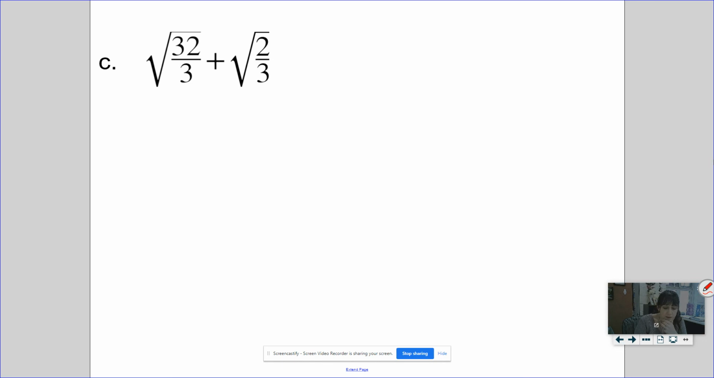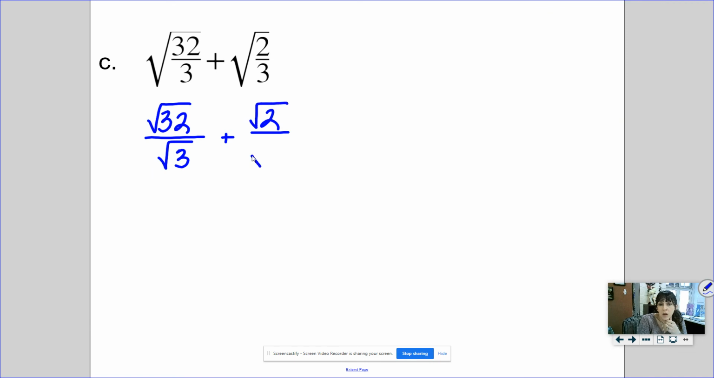This one's tough. Okay, so C, this is difficult because we have fractions, and the first thing you have to do is you have to simplify. You have to simplify each radical. Well, in order to do that, I'm going to apply the division property right now. That's just separating the square root so that it's on the top and the bottom.